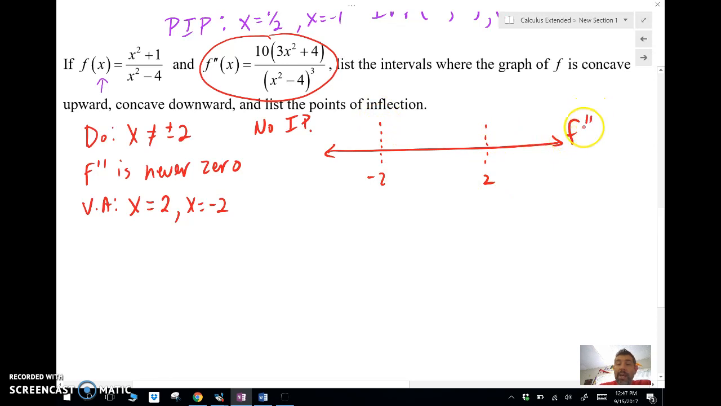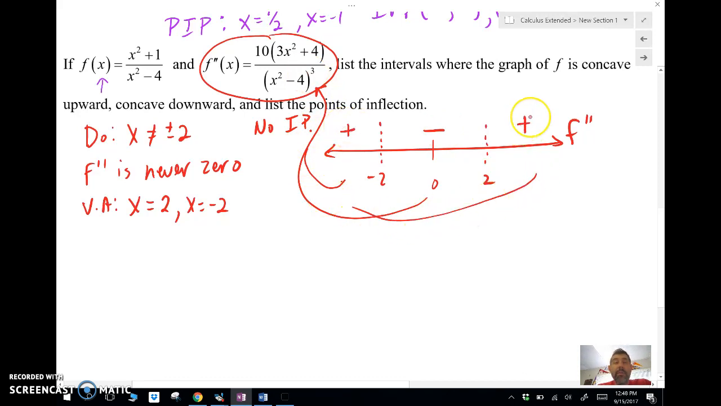And I'm looking at my f double prime here, right? So I'll pick a number in between here, 0. I'm going to plug it back into my f double prime and see what I get. That's going to give me a negative value. I'll put a number on this side into my thing, and I'll get a positive value, and I'll put a 1 from here, and I'll get a positive value here. So I do have some different concavities for my graph. So I'm going to go ahead and discuss those.